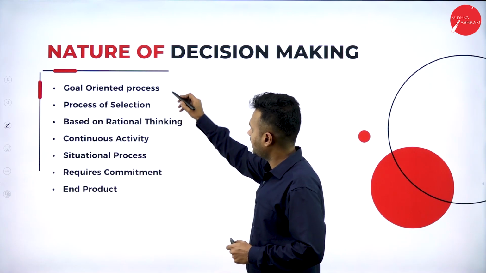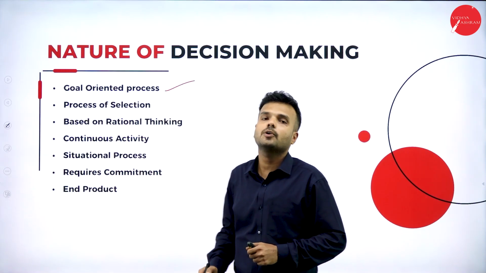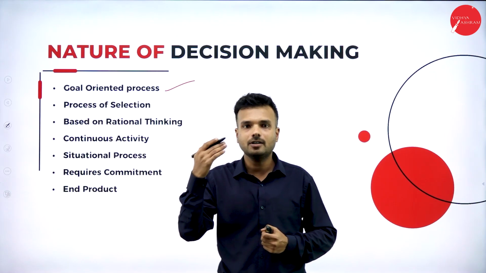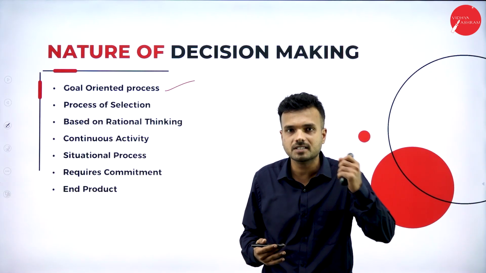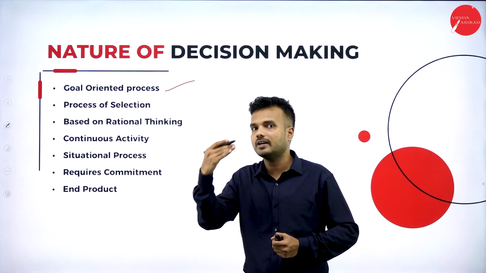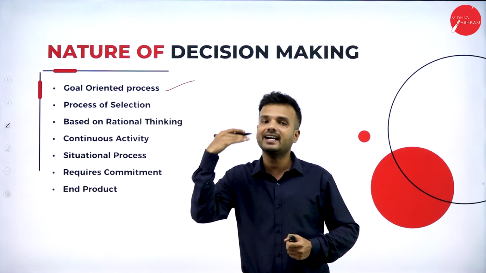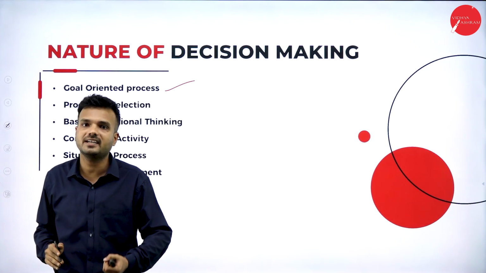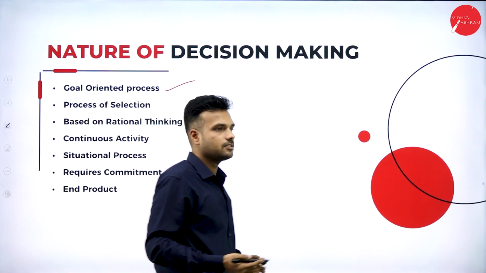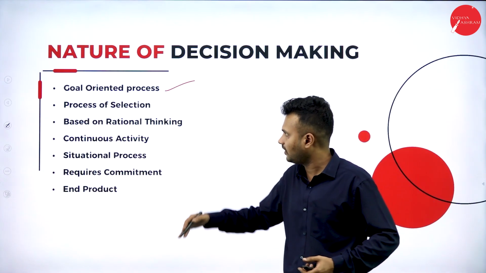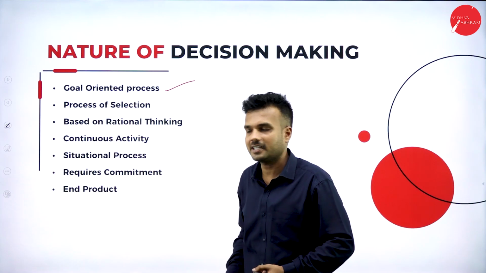Nature of decision making. First one is decision making is a goal oriented process. Why is decision making a goal oriented process? Because decision making focuses towards the goals of the organization. It is the implementation of decisions to reach the desired goals of the organization, and hence we can say that it is a goal oriented process. As we know, management is also a goal oriented process, planning is also a goal oriented process. In the same way, decision making is also a goal oriented process.